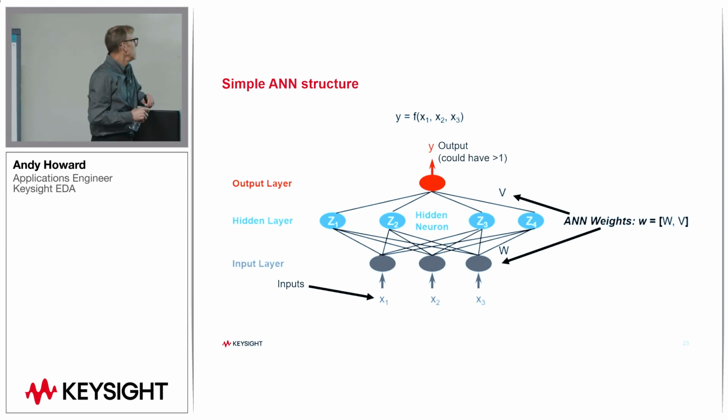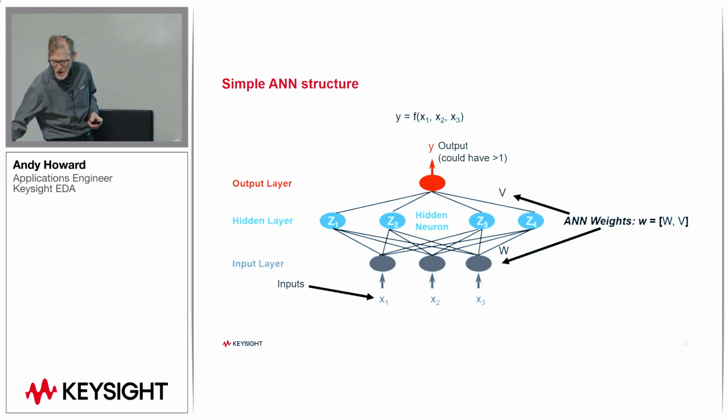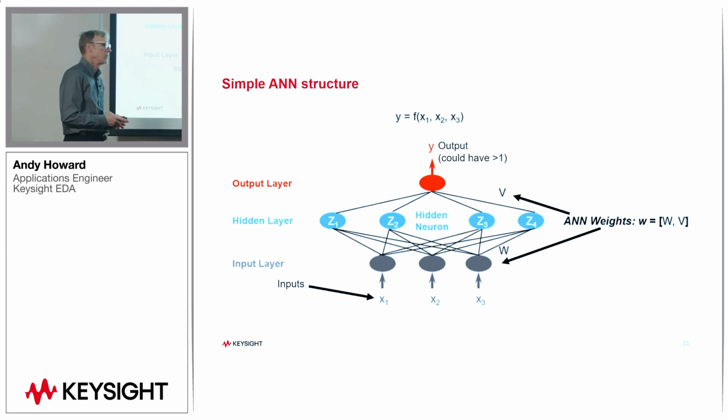So basically it's finding an optimal load based on your load pull data? No. You mean an ANN? Yeah. No, an ANN, an artificial neural network, is a way of modeling your load pull data.